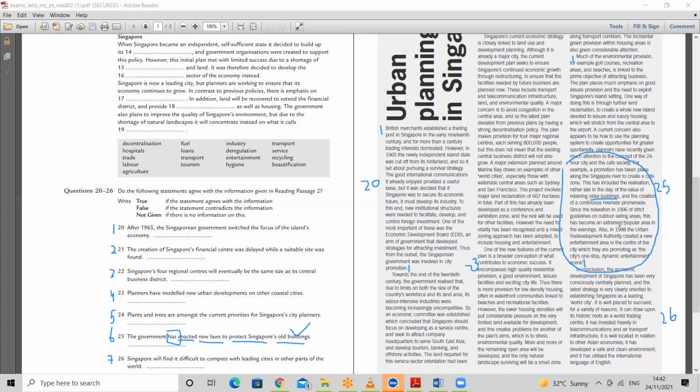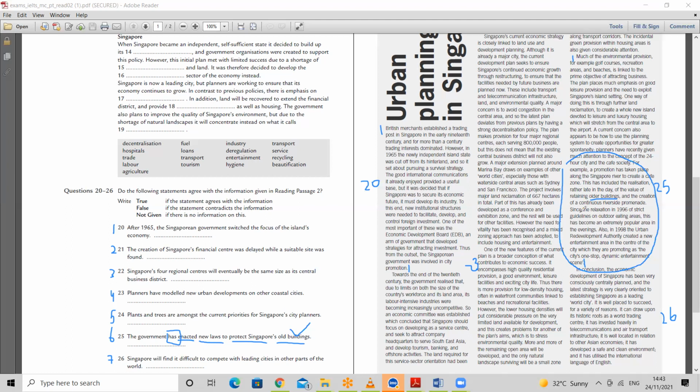Now let's read the part of the passage. It says that this has included the realization rather late in the day of the value of retaining older buildings. So they're talking about retaining older buildings. They want to retain the old buildings. They don't want to destroy them. Okay. But remember, the question is, has the government made the new laws for the protection of old buildings? It's all about making laws. So let's read it further.